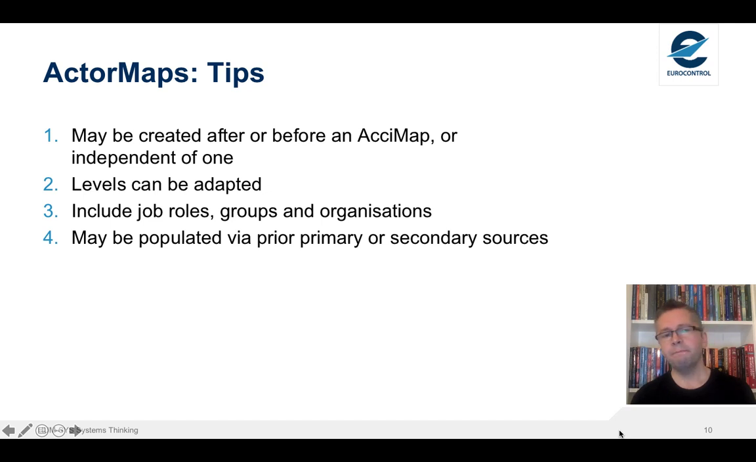And actor maps may be populated via prior, primary or secondary sources. So it's something that you will tend to do at the quite early stages of systems thinking and practice. As I mentioned in the previous video about system mapping, this in a sense is a form of system mapping, but just focused on actors. And it's something that you will do usually relatively early on in your attempts to understand or intervene.